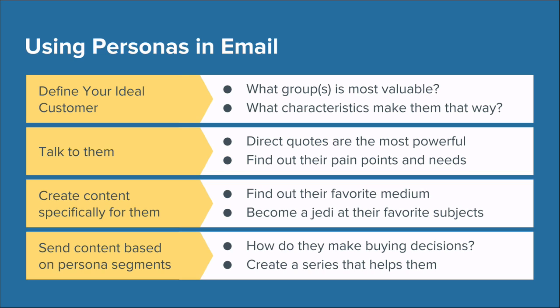So once we understand that, then we have to do our Jedi training. We have to become experts on their favorite subjects and create content for that persona. And then we send them that content, right? We divide our email marketing out based on the personas, and then we send them content that helps them make buying decisions. We create a series, filled with different subjects about content that these people are interested in, and try to move them along a little bit. And so that's, in a nutshell, how you use personas in email.